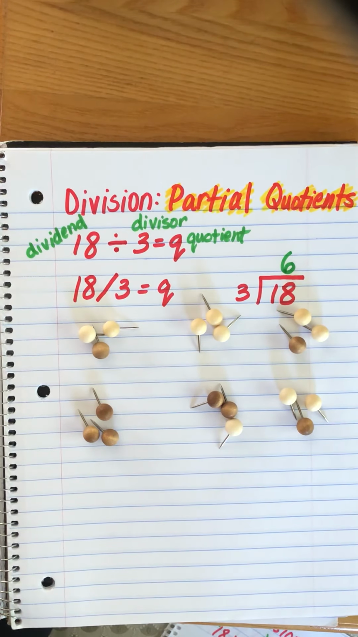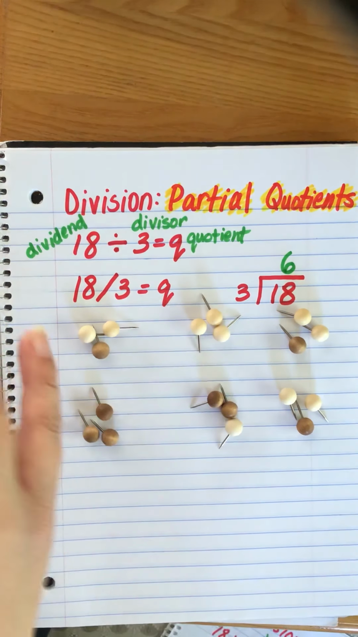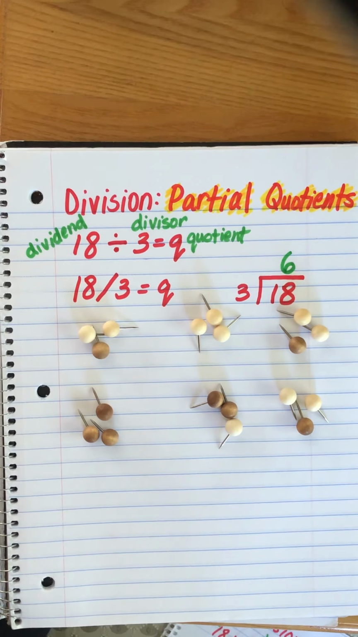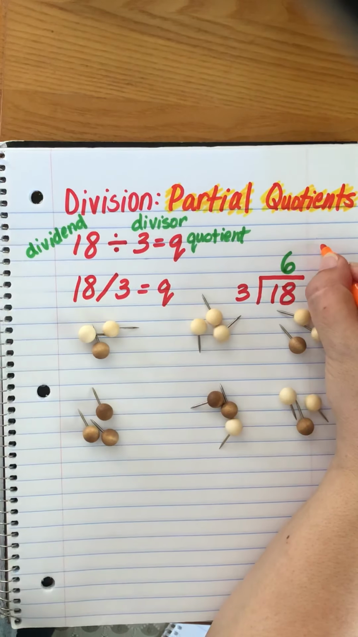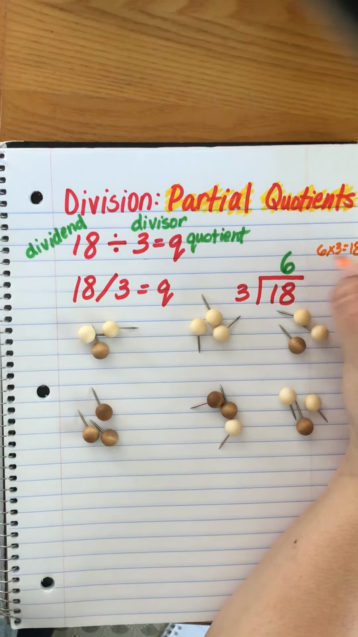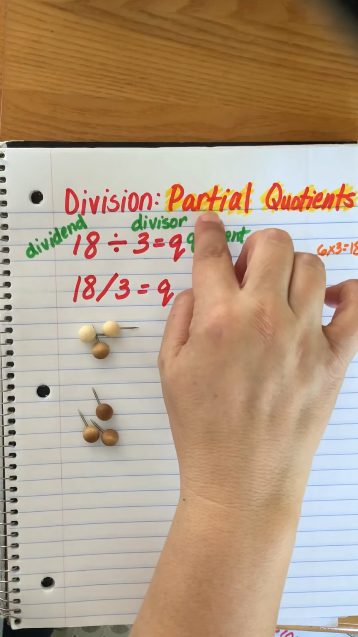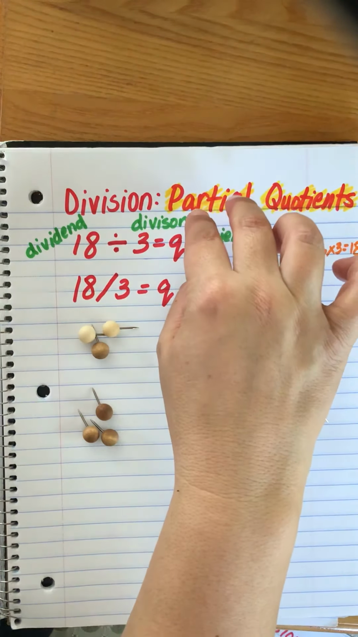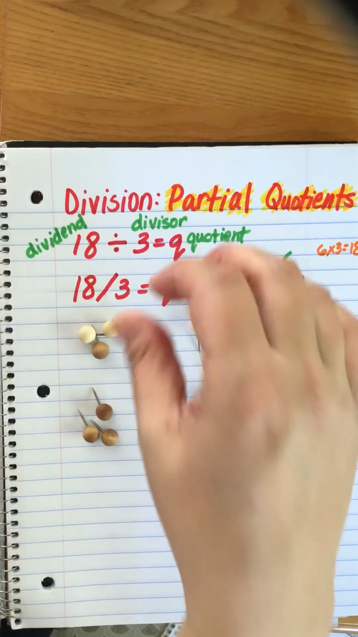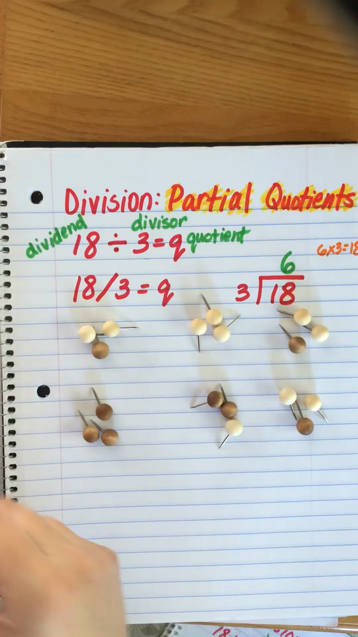Okay? Now some of you might have got this right away because you know your multiplication facts and you know that multiplication and division are related. So if you know 6 times 3 equals 18, then you probably knew this right away, right? Now when we're working with bigger numbers, we're not going to know these facts, so we're going to have to use partial quotients. In other words, we're going to get part of the answer, and then another part of the answer, and then we're going to put it all together.